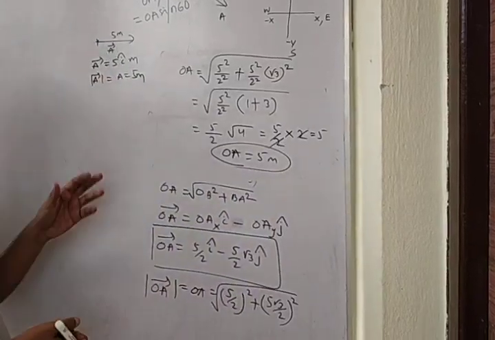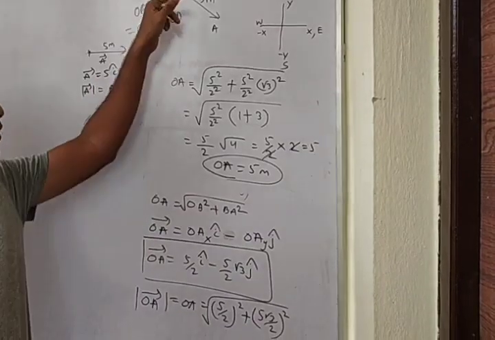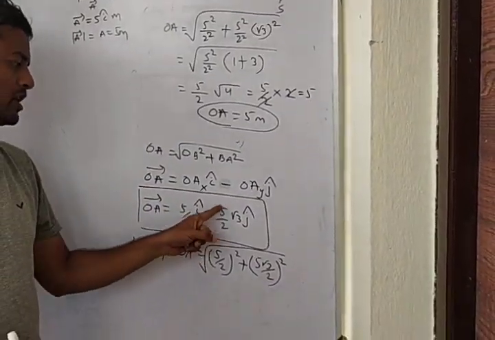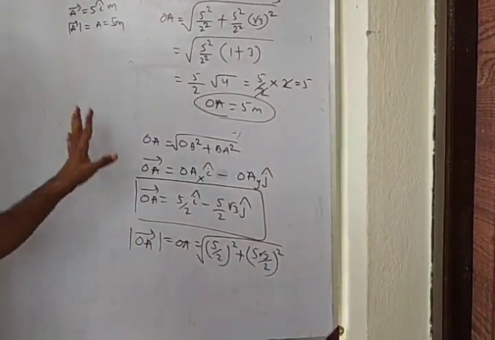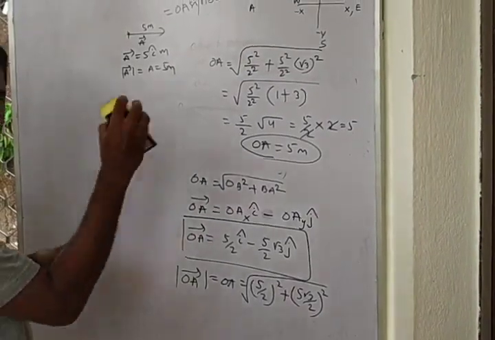It means what I have written so far is exactly correct. My left hand side OA equal to 5 meter, and my right hand side OA vector equal to 5 by 2 i cap minus 5 by 2 root 3 j cap. They both are same. So my point is, I have discussed so many things.